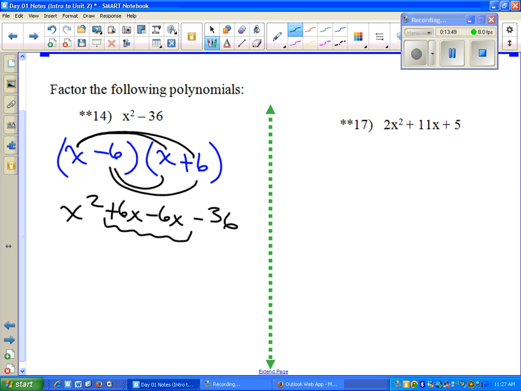If I have a number in front of the x squared that's not a 1, what I need to do in my little table is I need to multiply a and c. What's 2 times 5? My b stays the same. And I ask the same question. What multiplies to be 10 and adds to be 11? 1 and 10.